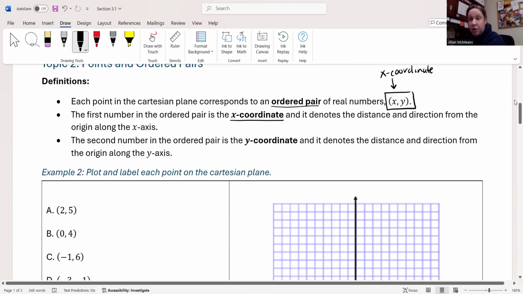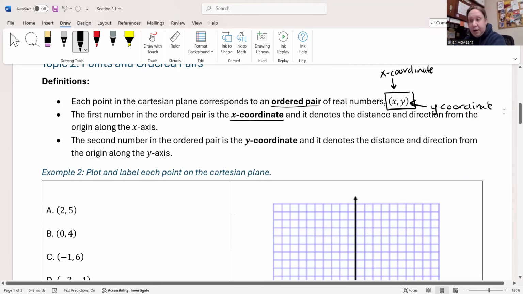Now that second number in the ordered pair, this right here, is called the y coordinate, okay? And the y coordinate denotes the distance and direction from the origin along the y-axis. So if I have a negative y coordinate that says from the origin, I would go down. If I have a positive y coordinate that says from the origin, I would go up. So x's go left and right, and then y's go up and down.